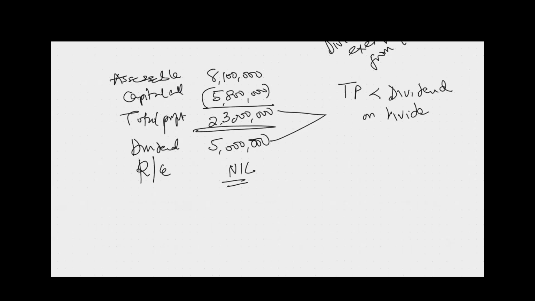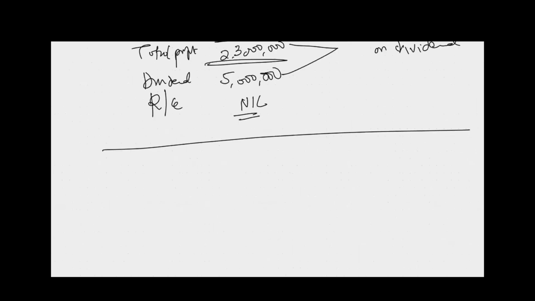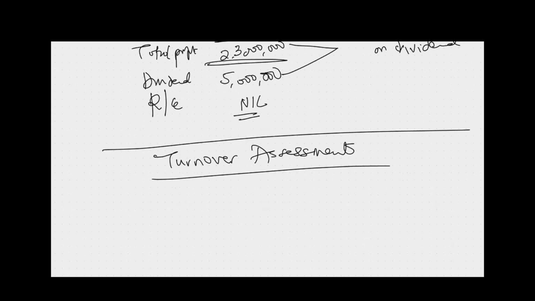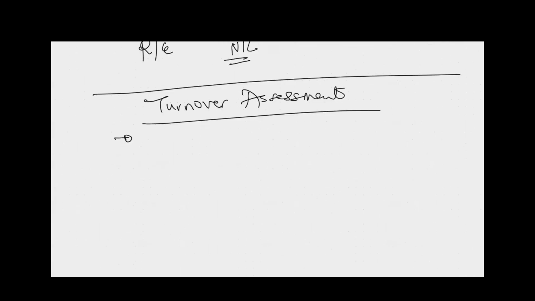Let's talk about turnover assessment. A company could also be assessed with tax based on their turnover. And how do I mean? In that regard, it means that a company will be assessed with tax on their turnover if the following occur. Number 1, if there is no accessible profits.